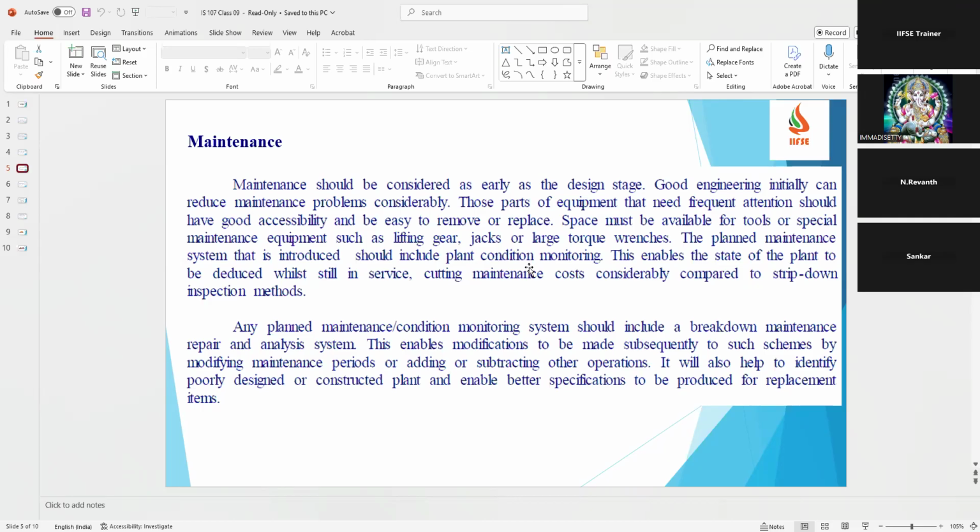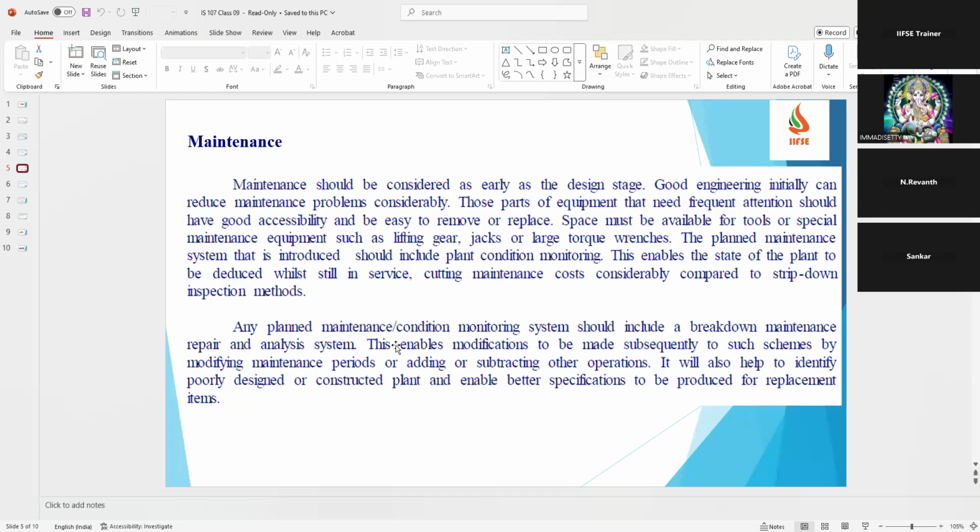Sometimes before the PM the machine may shut down, so we should have a proper monitoring system in place prior to the PM. Basically this enables the state of the plant to reduce the wear list, still the service and cutting maintenance cost. Sometimes, if you are doing any monitoring inspection or regular monitoring before the maintenance, we are able to identify the issues, so it can avoid the cost of the maintenance.